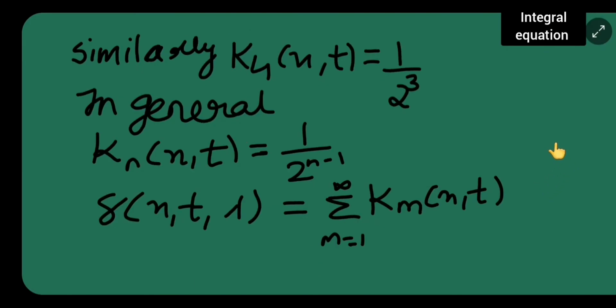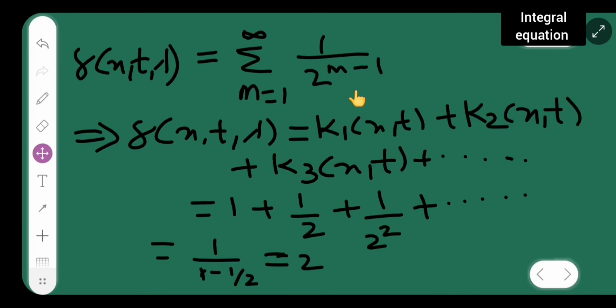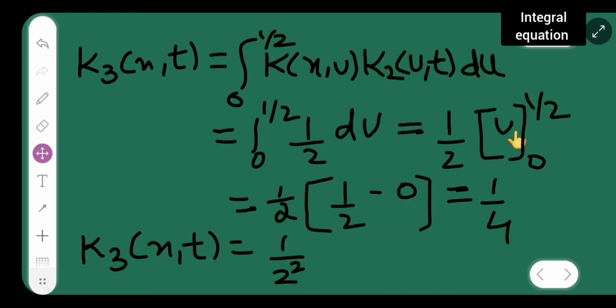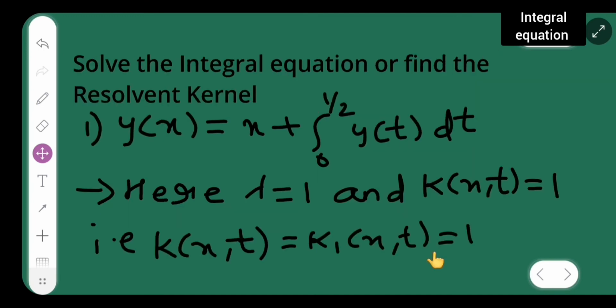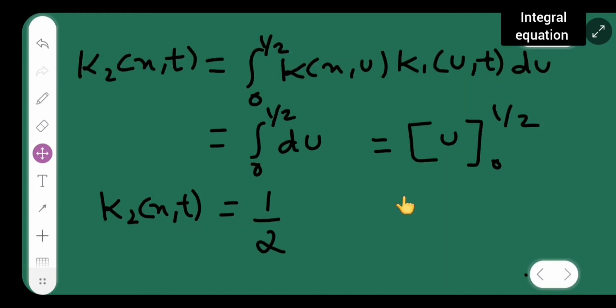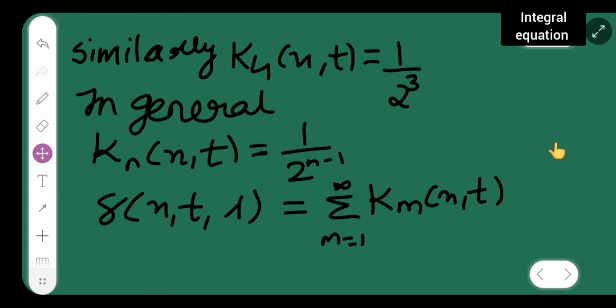So now, okay, now this implies what? Now this resolvent kernel is equal to k1 of x comma t. Now this series I am going to write in terms of k1 of x comma t plus k2 of x comma t plus k3 of x comma t plus so on. Okay. Now tell me what is my k1 of x comma t here? My k1 of x comma t is nothing but 1. So plug that 1 here.